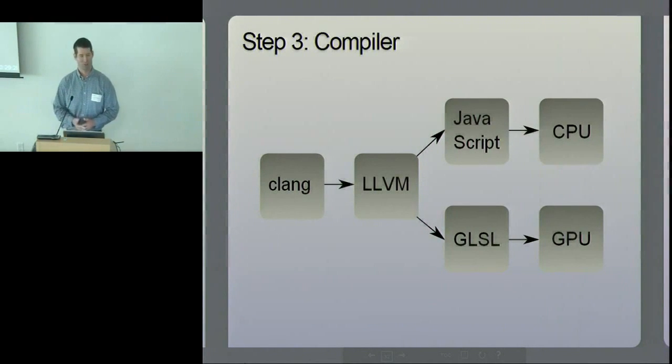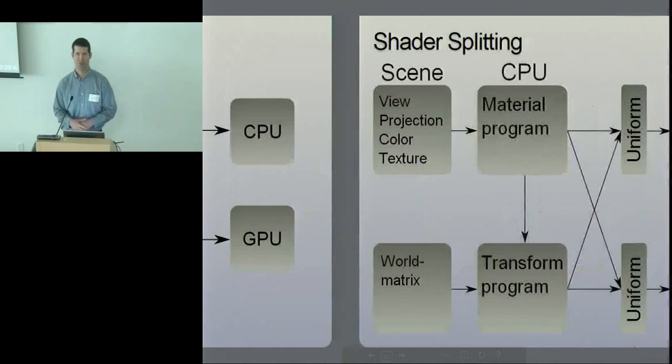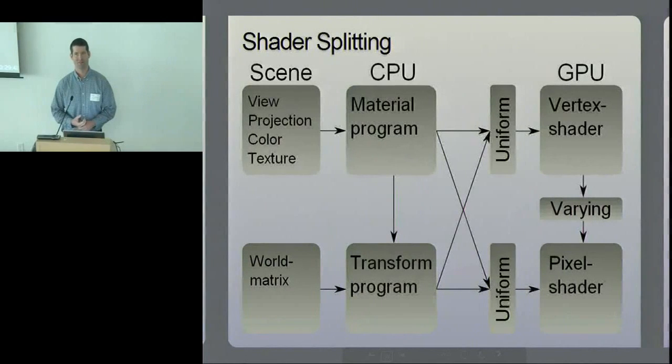LLVM is also used to split up the code between JavaScript and GLSL. The scene graph is, of course, executed completely in JavaScript, but the shaders have to be split up between GPU and CPU. And for this, there's a material program, which is, of course, my own invention. So there's no material program on the GPU, but this has to be done on the CPU, and a transform program that calculates the transformation.